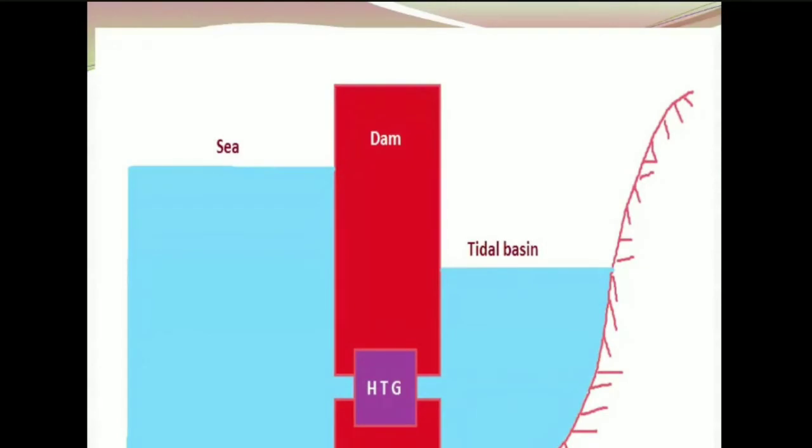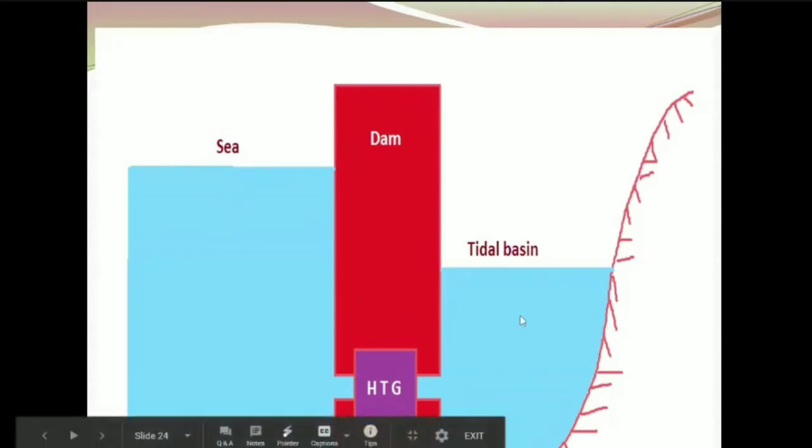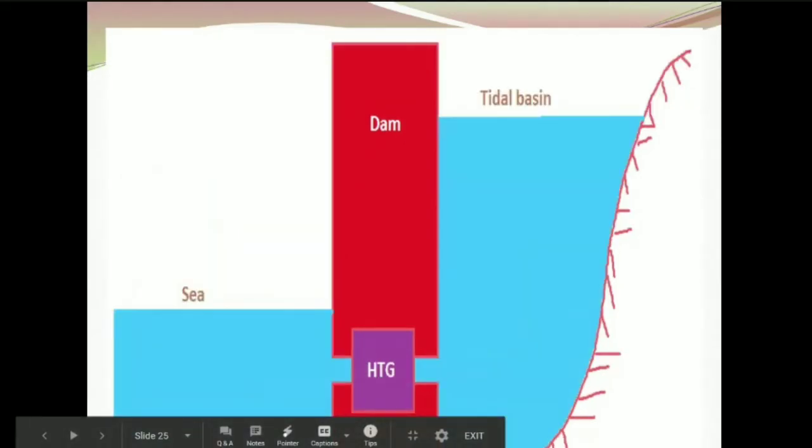Here we can see the high tide condition or flood tide condition. Sea water rises and water begins to enter the tidal basin through the sluice gates. This is the ebb tide condition. Sea level is below the level of tidal basin. Water can be allowed to flow from the tidal basin to sea so that the turbine can act.